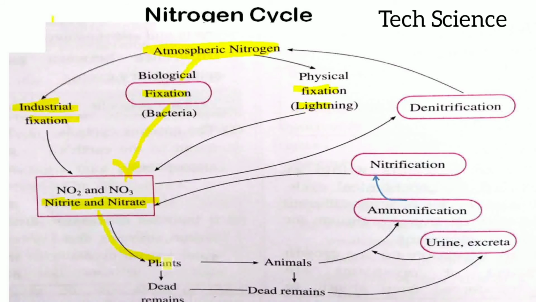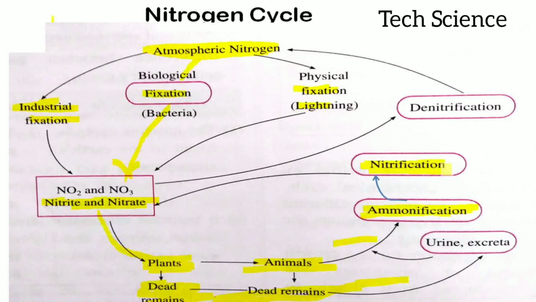Finally, this nitrate and nitrite will be absorbed by the plants present in the soil. These plants will be eaten by herbivores, carnivores, and apex consumers. We know that. It means in short, through the plant, the nitrogen also comes into the animal body. And when the plant and animal die, what happens here? The dead remains of the plant as well as the animal go through the ammonification process. And once it gets converted to ammonia, the nitrification process goes on.